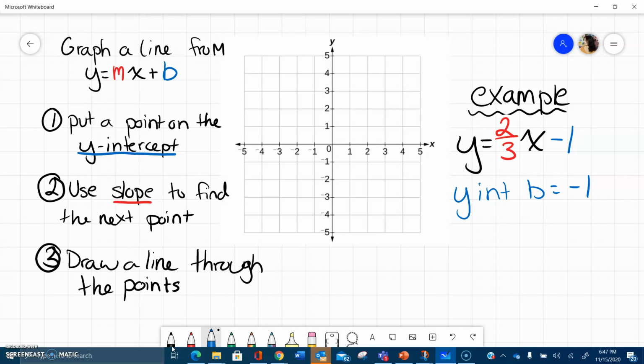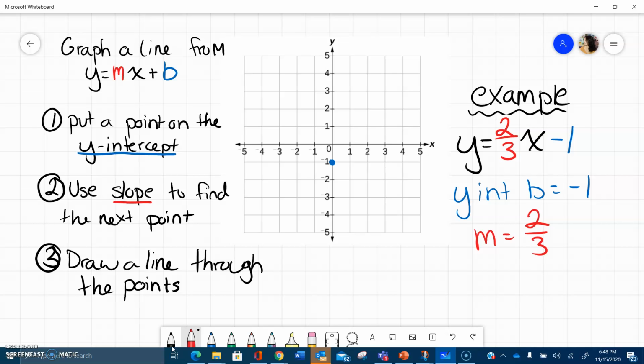So I'm going to put a point on -1. So I already have one point on my graph. Then I'm going to use the slope to find the next point. So my slope is 2/3, that's my m. So from the point that I just put, the y-intercept, I'm going to apply the slope to that point.